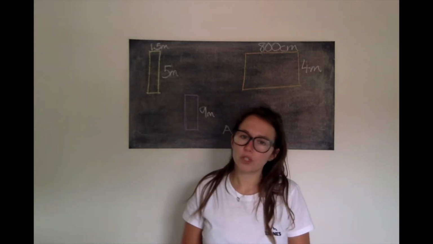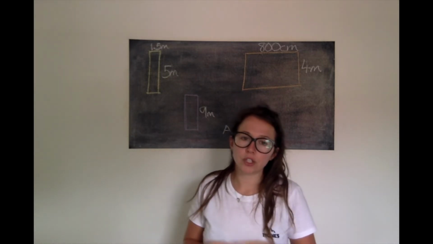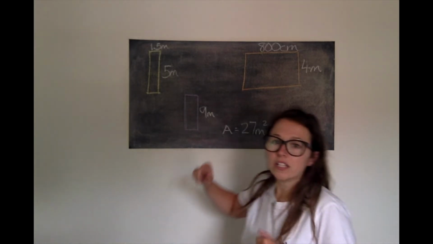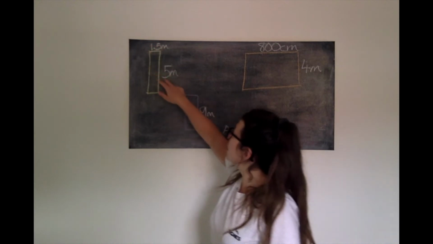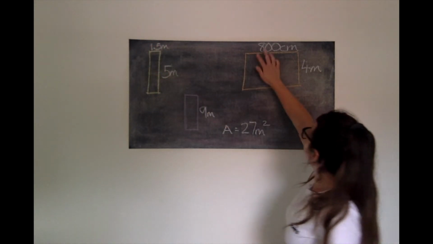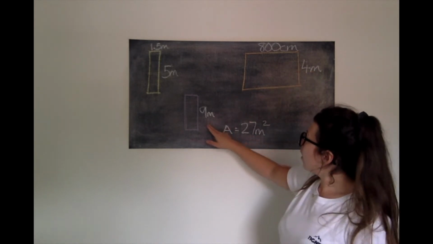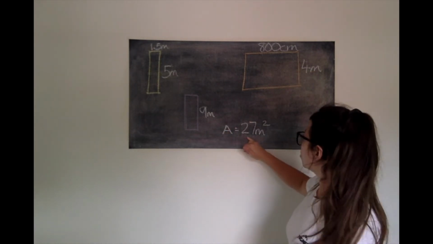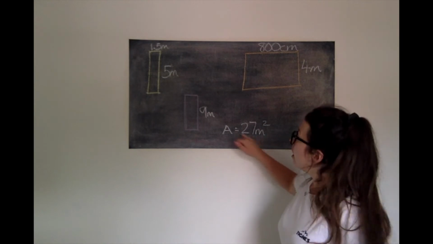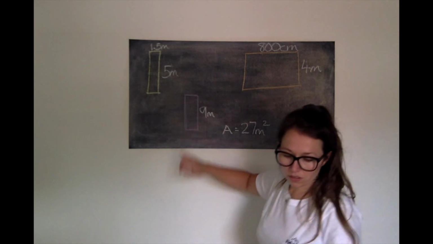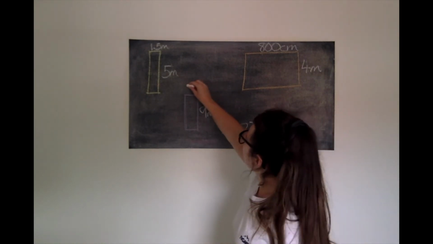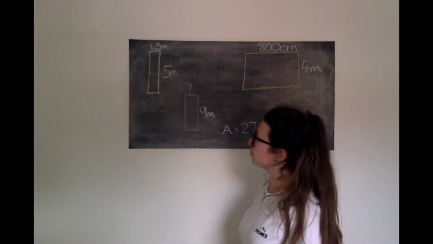These ones are a little bit trickier, and I really want you to pay attention to the units of measure. So we've got 1.5 metres and 5 metres, a rectangle 800 centimetres and 4 metres, and then this one, the area of the rectangle is 27 metres squared, and you know one side is 9 metres, so I want you to figure out what is the length of this side here.